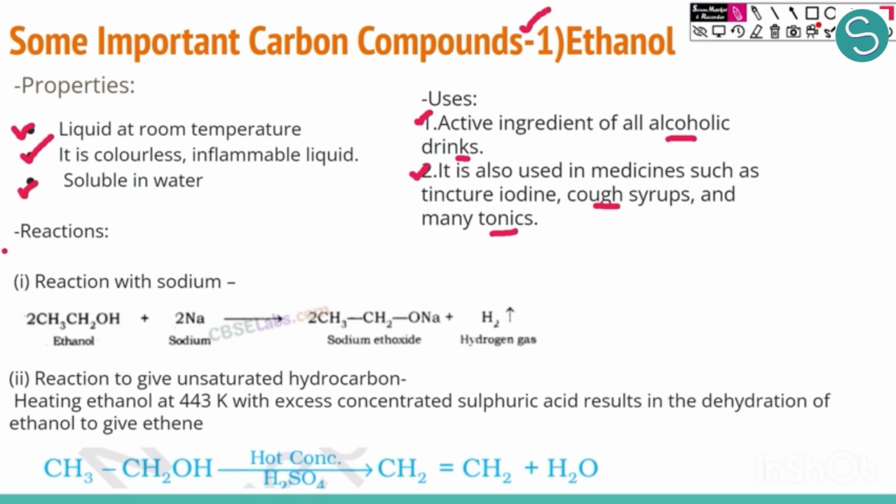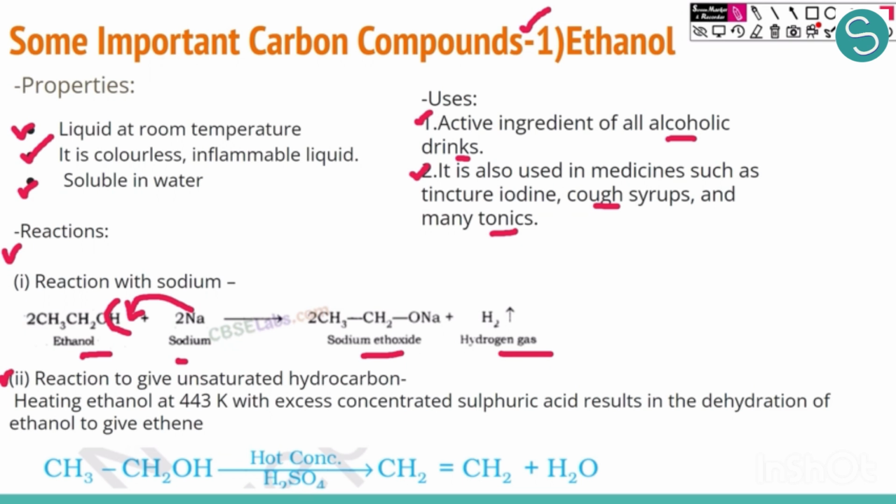We have two important reactions of ethanol which are not so difficult. So ethanol, when it reacts with sodium, which is a metal, forms sodium ethoxide. This hydrogen is removed from here and sodium comes in place of this hydrogen. It forms sodium ethoxide and then hydrogen gas is liberated.